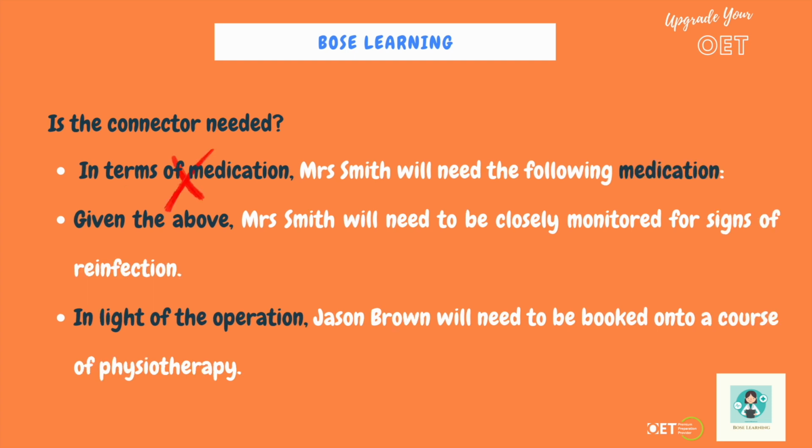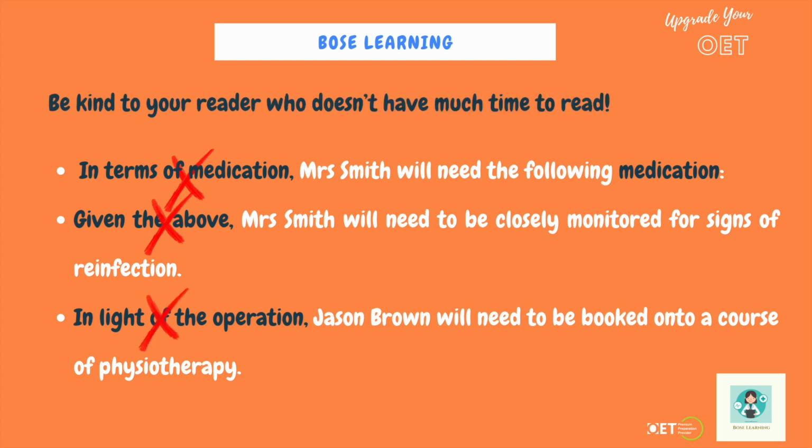Okay, so in the first one, it's actually okay in terms of medication. You can put that in. But actually, why write four words when you can just put it at the end and use one? Mrs. Smith will need the following medication, and then you list it. So don't use four words when one is sufficient. This adds absolutely nothing given the above. We don't need to say that. Just get to the point and say that Mrs. Smith will need to be closely monitored.